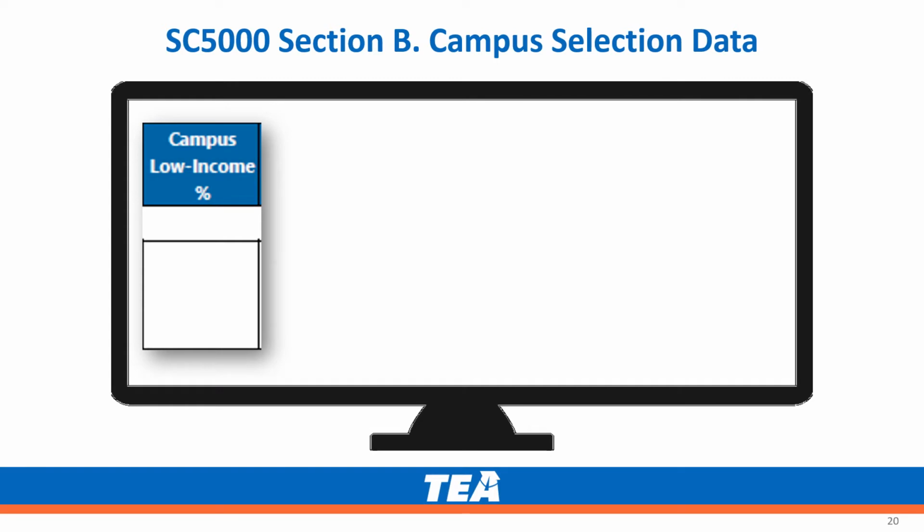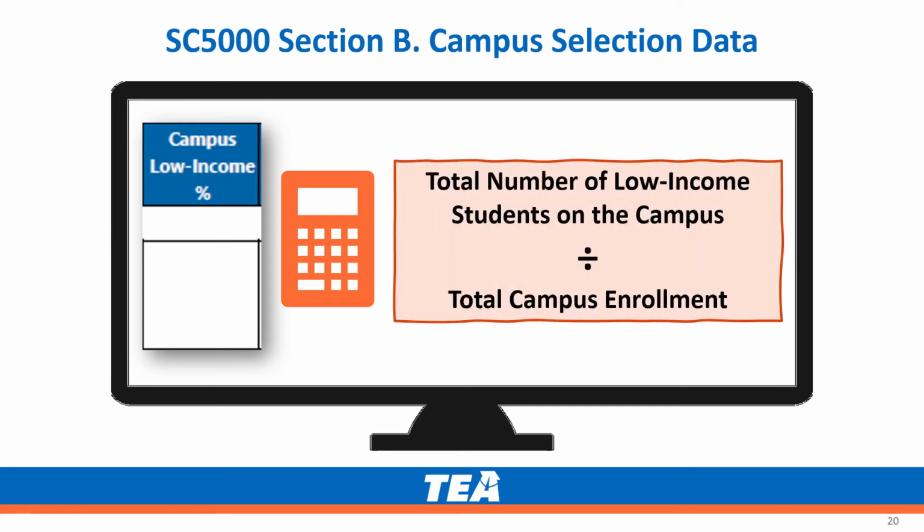If you selected residing in the Basis of Eligibility column, you calculate the percentage using the residing numbers. If you selected enrollment in the Basis of Eligibility column, then you calculate this percentage using the enrollment number. To calculate the campus low income percentage, divide the number of low income students by the figure entered in the total campus enrollment field and enter that result in this column.